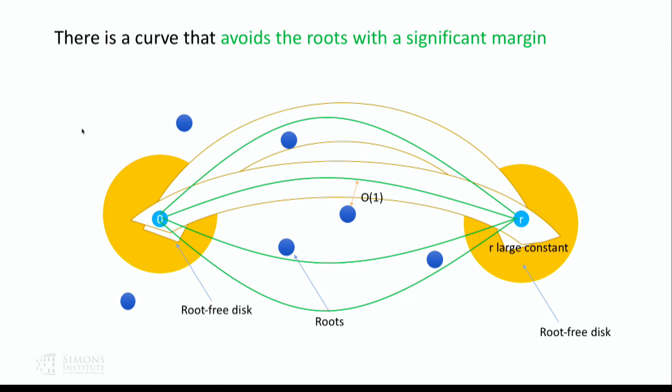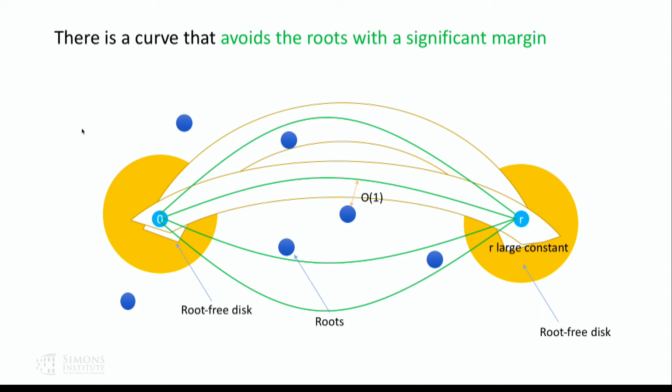So if the number of these curves is large and the width of these tubes around these curves is small enough, then by a simple counting argument, we can say that most of these curves should be root-free. So that means that taking a random curve should be root-free with high probability. And just a technicality is that it's important that I don't have a root very close to the origin or a root very close to the final point.